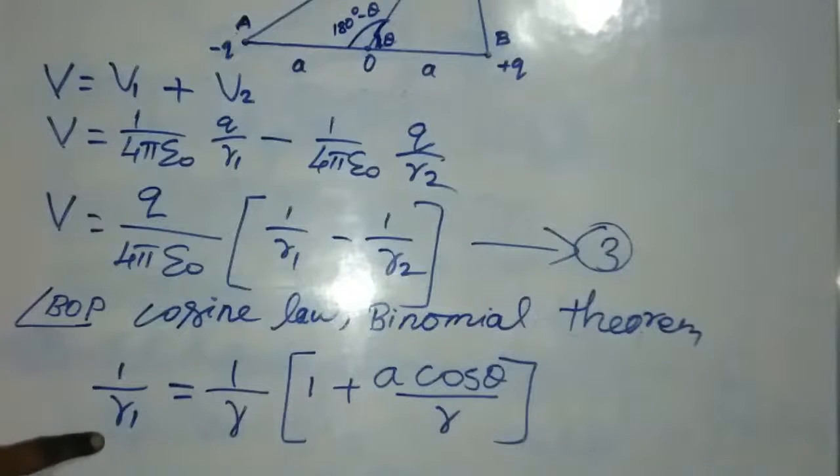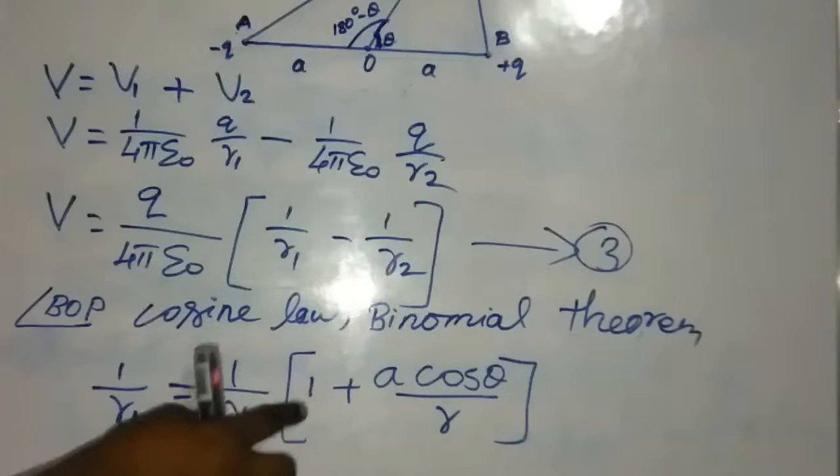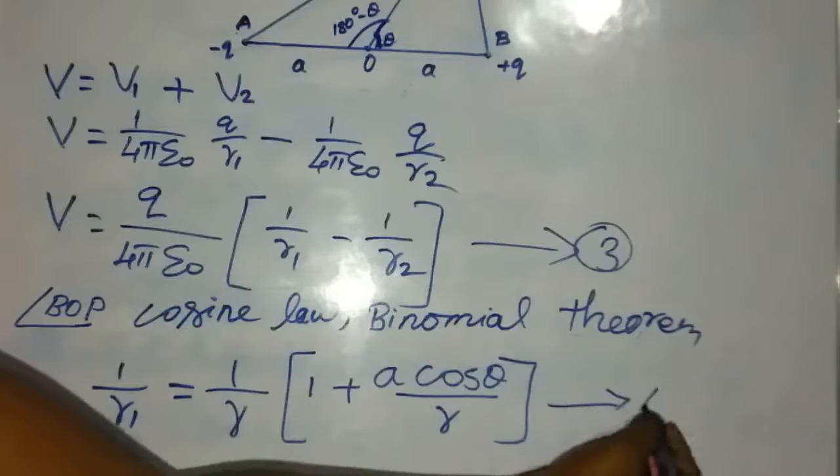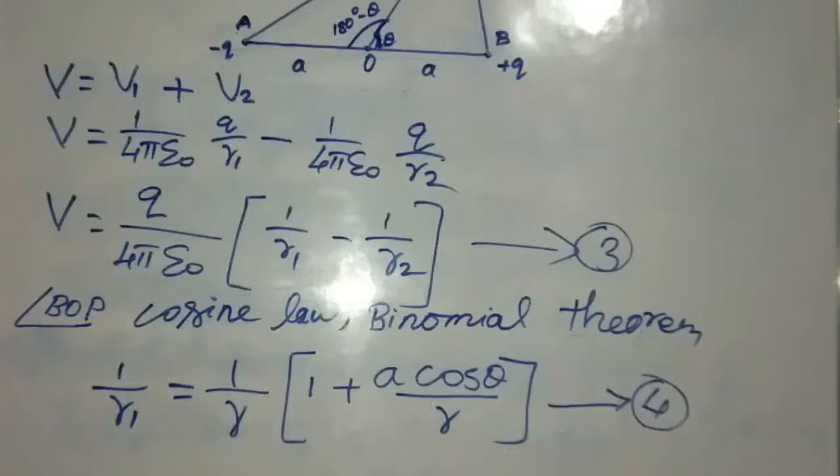Now 1 by R1 equal to 1 by R into 1 plus A cos theta by R. So this is equation number 4.